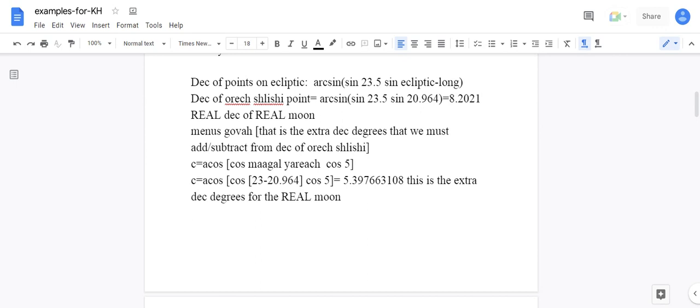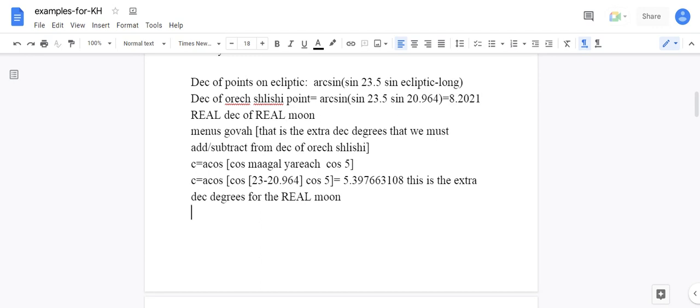So here you see, Maglia Reich would be 23 minus 20, because 23 is the Orach Sheni, and this is called Maglia Reich. Cosine Maglia Reich times cosine 5. This is the extra declination. So we got here this 5 degrees extra declination for the real moon.